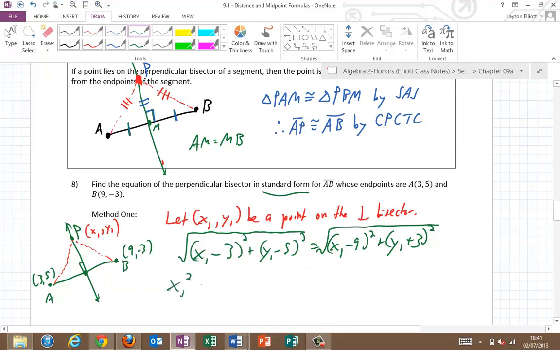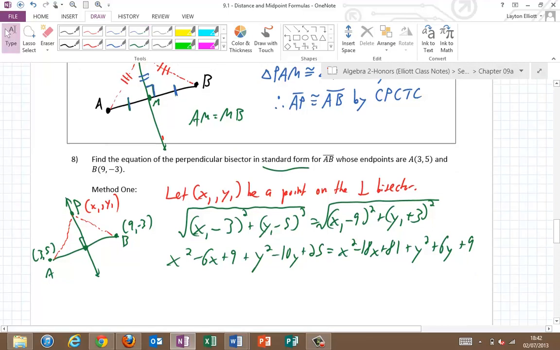x1 squared, I didn't really need to call it x1, y1. Let's just call it x and y. That's my bad. X squared minus 6x plus 9 plus y squared minus 10y plus 25 equals x squared minus 18x plus 81 plus y squared plus 6x plus 9.